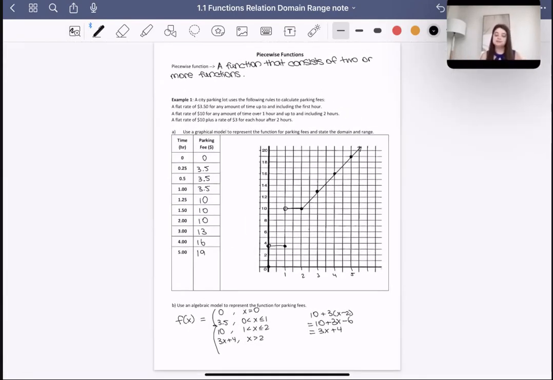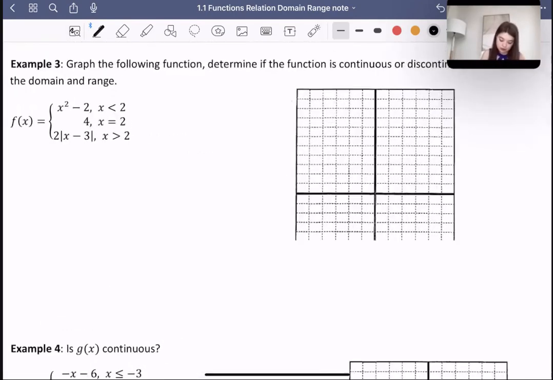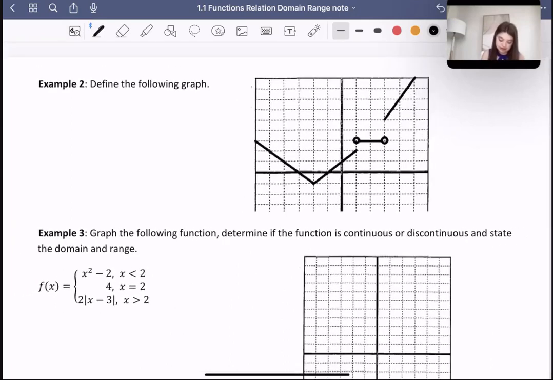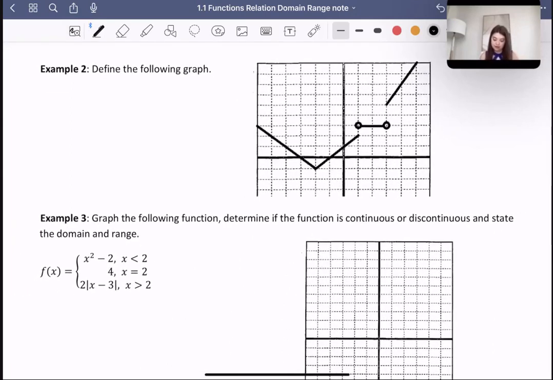Very good. Let's do a couple more examples. This one says to define this graph. So how would I define this graph? Well, looks like we have a few different parts, right? Looks like we have part 1, and we have part 2, and we have part 3, and we have part 4. We have 4 different parts.